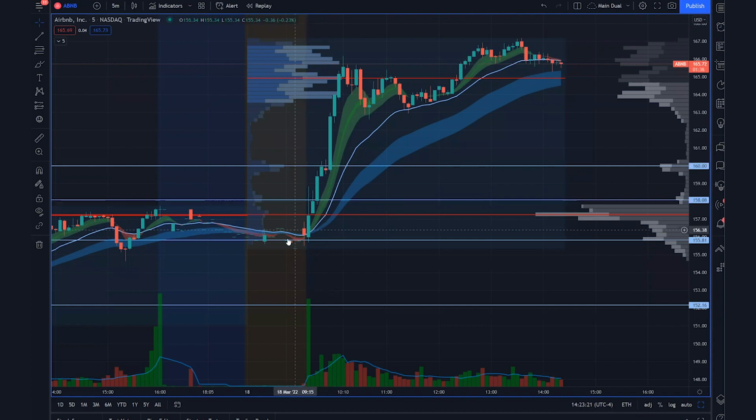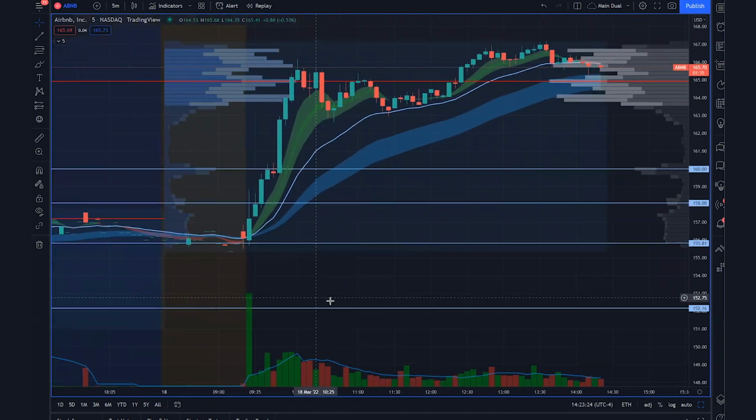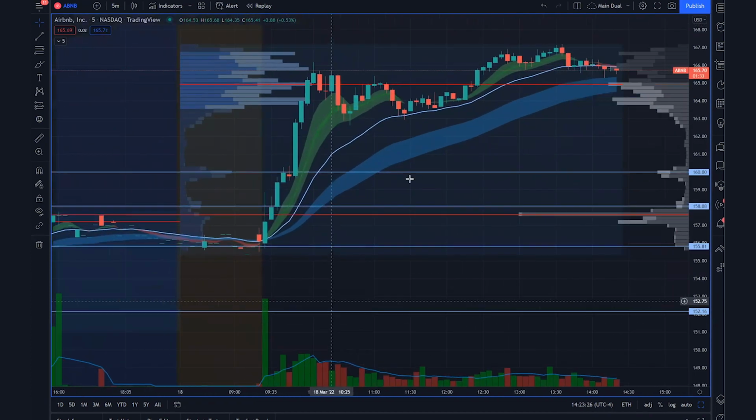Maybe we get that move because look what happens on the volume side, right? This is more of a breakout trade. You could wait for the pullback that comes much later in the day. Based on this volume profile, you can see where it is. But look, we get a huge candle to start.